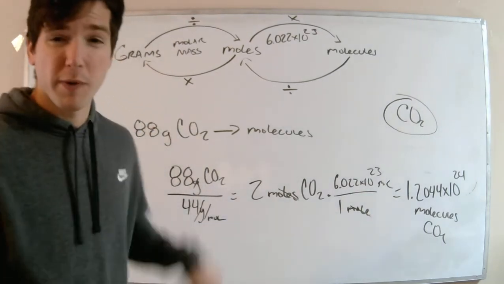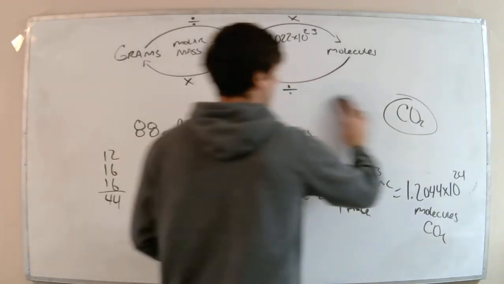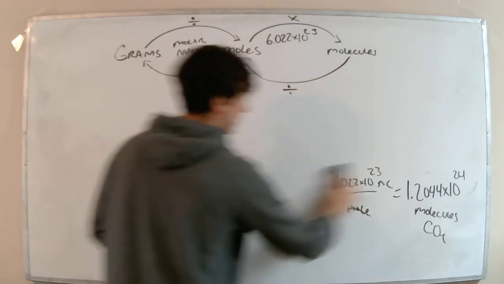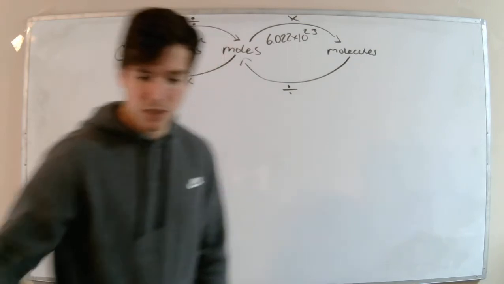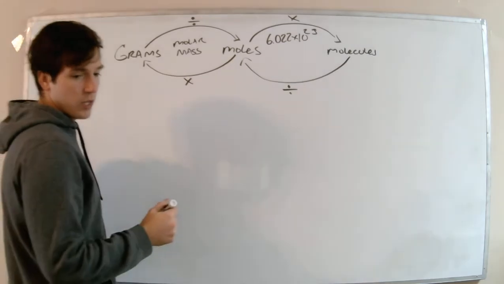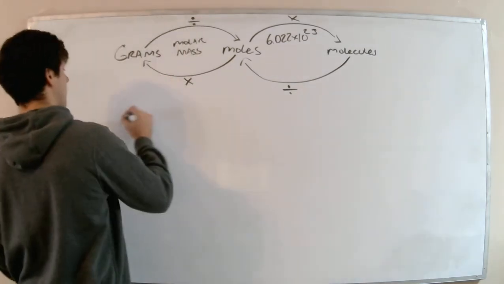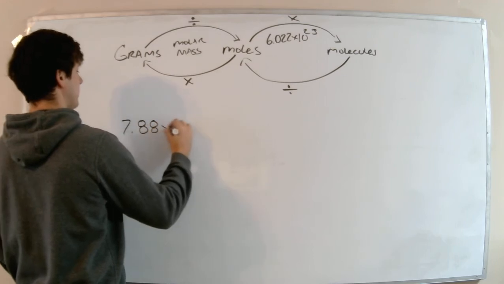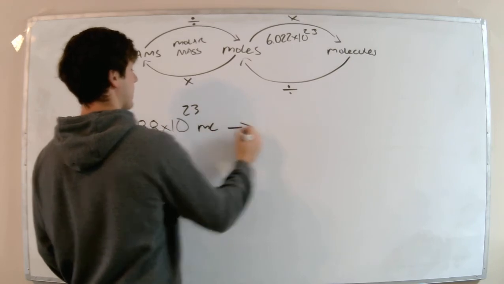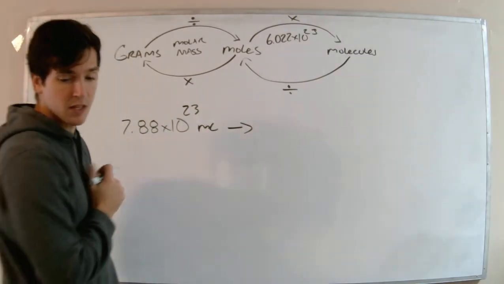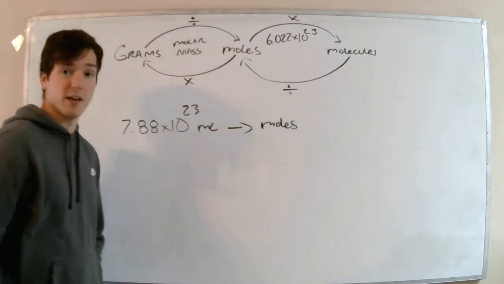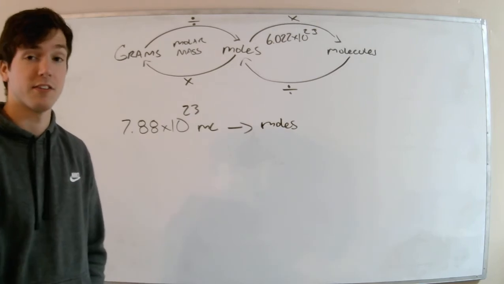Right, and then let's just do one where we go backwards real quick from molecules to moles, just so we take care of the whole thing. So let's say that I got 7.88 times 10 to the 23rd molecules. Again, I'm just abbreviating it as MC. I'm not going to tell you what compound this is because it doesn't really matter for this step.